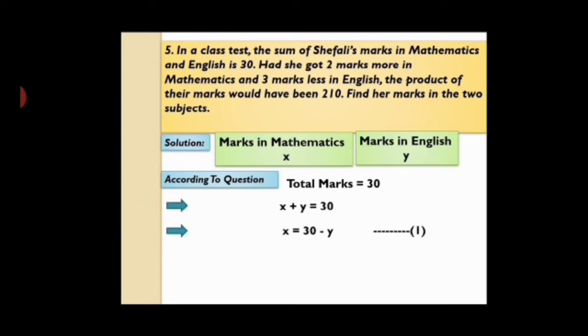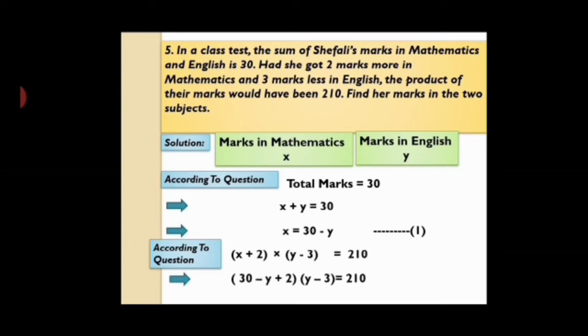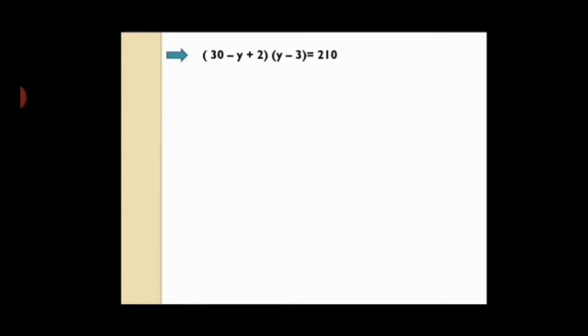Now according to the question, it is given that had she got 2 marks more in mathematics, and the mathematics marks is x, 2 marks more means x plus 2, and 3 marks less in English, and the English marks is y, so y minus 3, and the product of this will be 210. Now we will open the bracket and then we will substitute the value of x. The value of x is here 30 minus y, and after simplification we will get 32 minus y into y minus 3 equal 210. Open the bracket, we will get 32y minus 96 minus y square plus 3y equal 210.